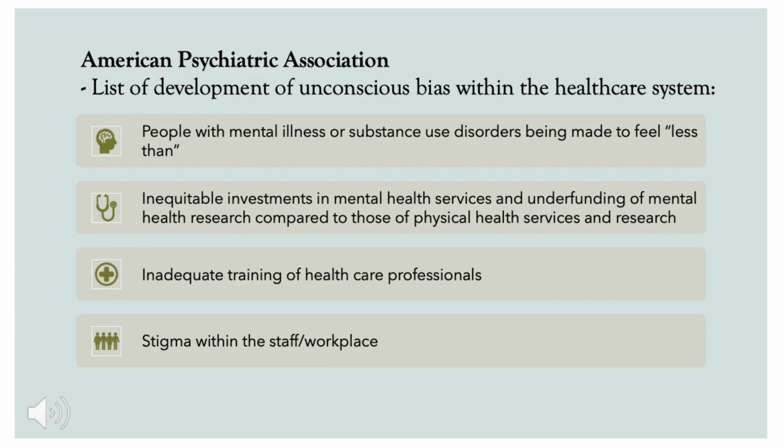The American Psychiatric Association developed a list of examples of the development of unconscious bias within the healthcare system. These include people with mental illness or substance use disorders being made to feel less than, inequitable investments in mental health services and underfunding of mental health research compared to those of physical health services and research, inadequate training of healthcare professionals, and stigma within the staff and workplace.